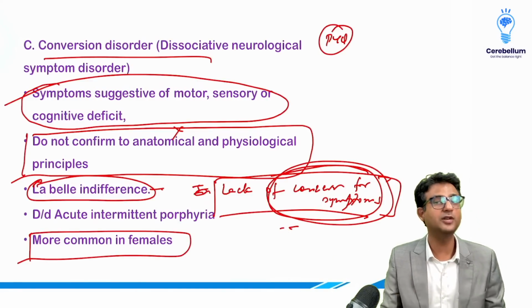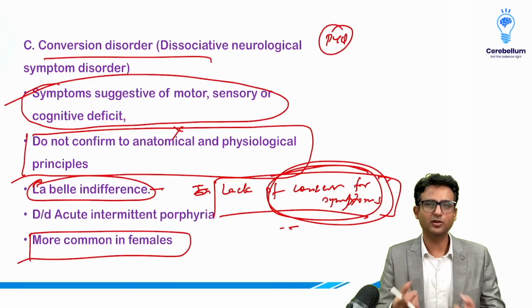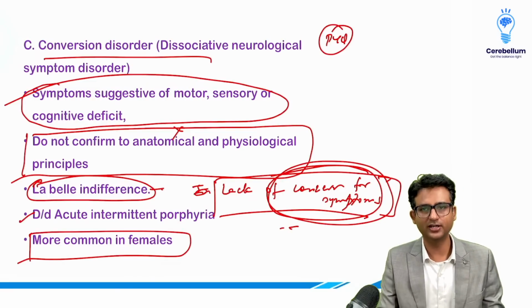This is an INICET question, more common in females. One of the common differential diagnoses for conversion disorder is AIP, acute intermittent porphyria.